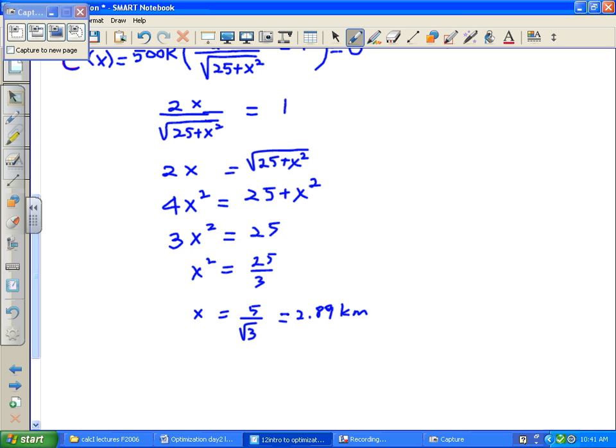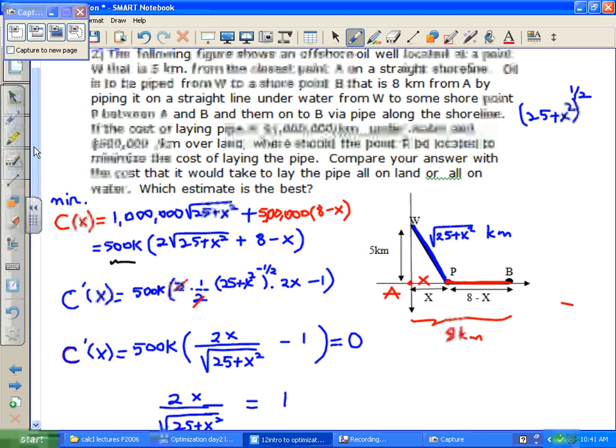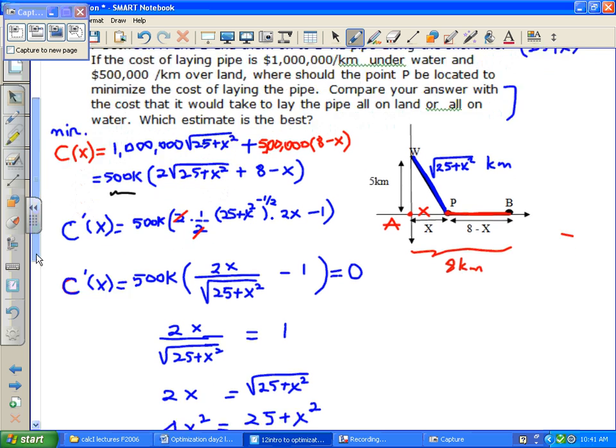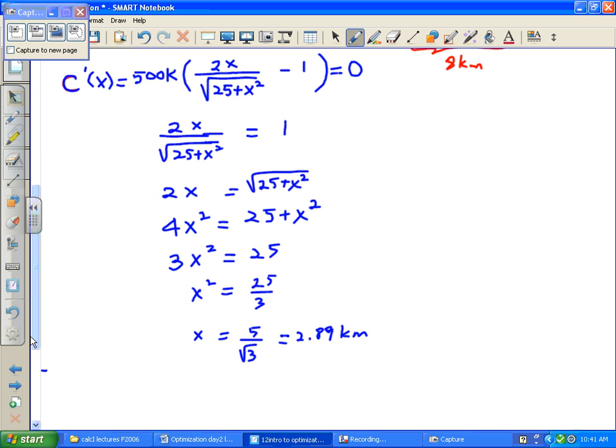I asked you to do one more thing on the problem. If you read the last few sentences in the problem, what did it ask you to do? It says, compare your answer with the cost that it would take to lay the pipe all on land or all underwater. Which estimate is the best? Now, the reason I'm asking you to do it this way is because I want you to check your answer somehow. To check your answer, you can either find a second derivative, but this one was pretty messy. Finding second derivative is going to be even messier. Or you have another choice. The other choice is compare the original function at the critical points and the endpoints of your interval.